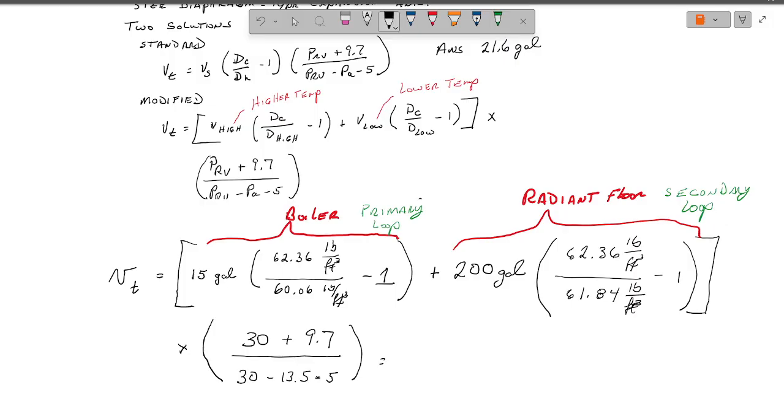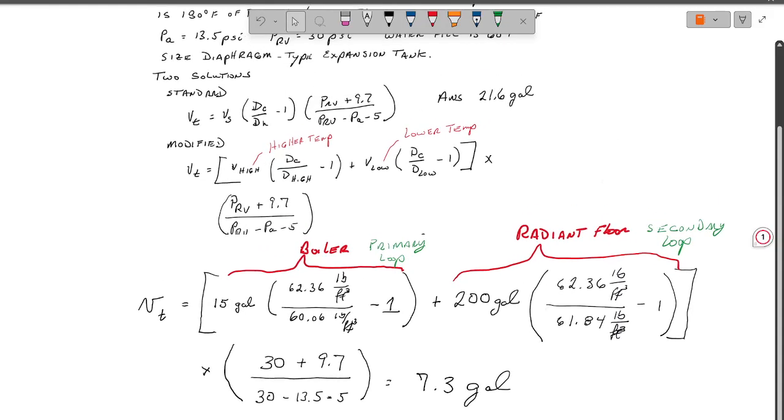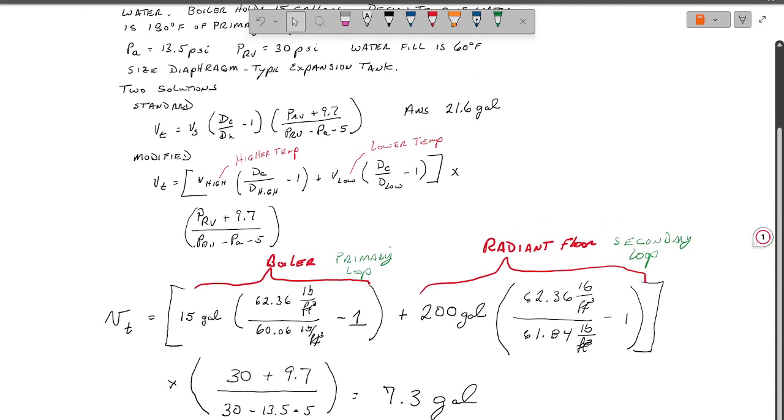And the answer to this one becomes 7.3 gallons. So we're going to have to go find it. It would be nice if you could find an 8-gallon one, but you're probably going to have to go get a 10-gallon one. Okay. But you see the answer I did for the non-modified one up here, which is the way we did the very first one, is 21.6. So you'd really have an extremely oversized system only because it's not accounting for the lower density of the water than the other piece.